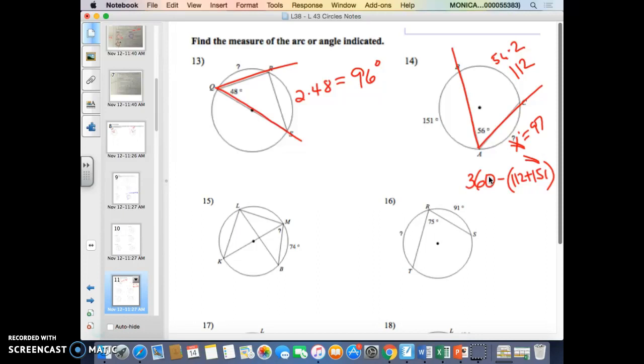All right, and for number 15, look at what you're given first. So this is 74, and I'm trying to figure out this arc, or this angle here. So if I know this is 74 and I know this is the diameter, right, then I know this is 180 minus 74. So this is 106. Now I want the degrees here, so this is going to be 1/2 of 106, and you should end up with 53 degrees.